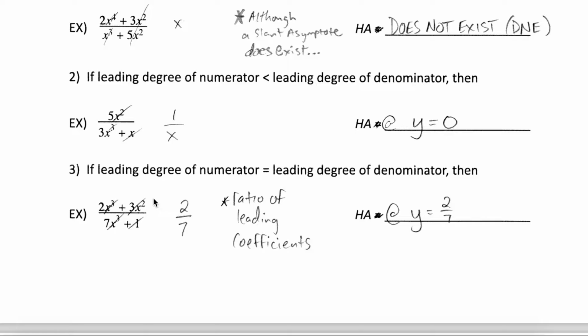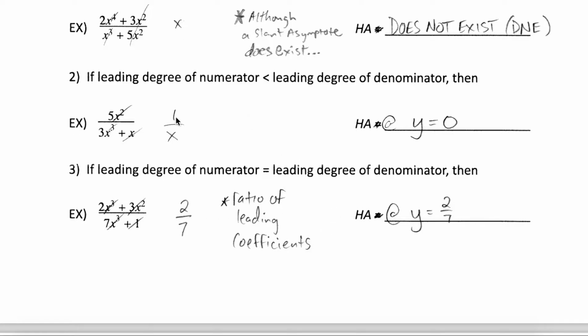The last situation is, what if the leading degrees are equal? In that case, we can ignore everything except for the leading coefficients, and our horizontal asymptote is going to occur at the horizontal line that is the ratio of the leading coefficients.